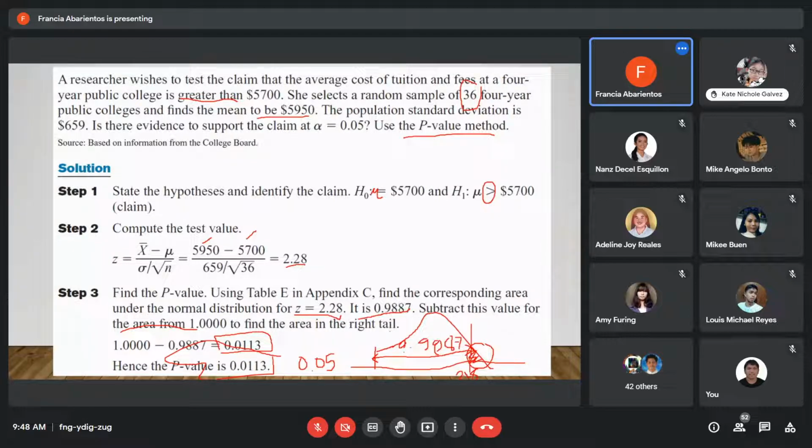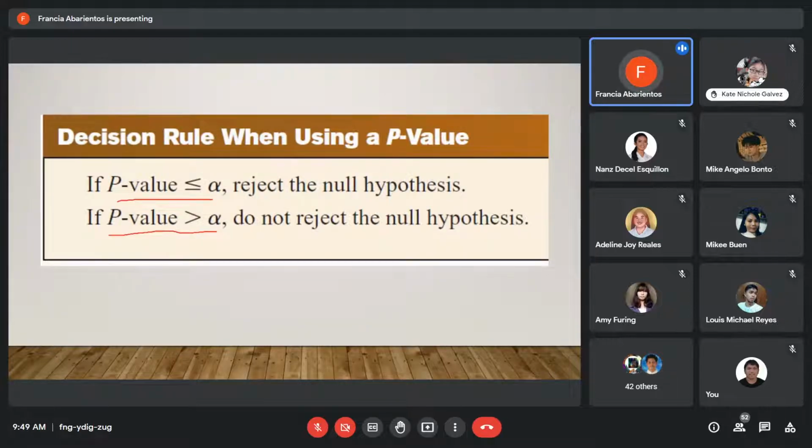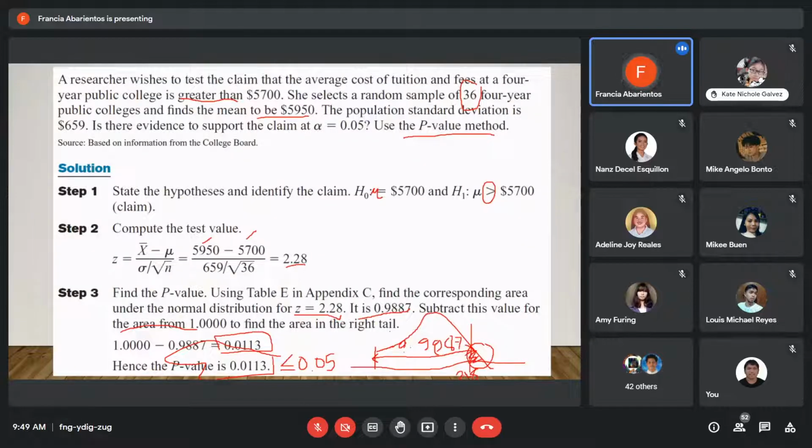So, yung p-value ba natin is less than or equal to 0.05? Therefore, this is less than, class. So, i-reject natin si null hypothesis. Yan, yung decision natin. We are rejecting our null hypothesis that the average cost of tuition fees at a 4-year public college is equal to 5,700.